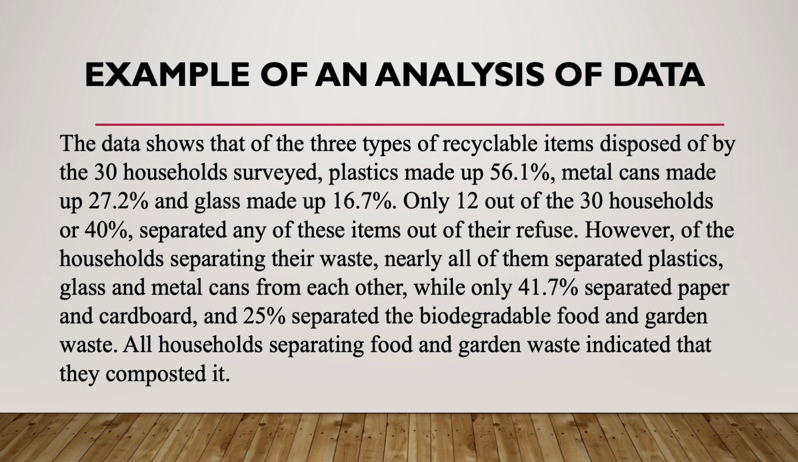However, of the households separating their waste, nearly all of them separated plastics, glass, and metal cans from each other, while only 41.7% separated paper and cardboard, and 25% separated the biodegradable food and garden waste. All households separating food and garden waste indicated that they composted it.